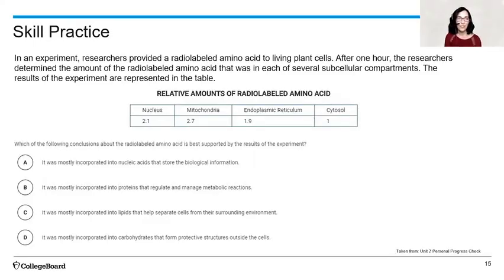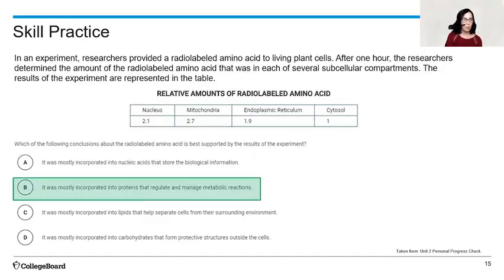Okay, so hopefully you have an answer choice ready. And the correct answer here is B. Which of the following conclusions about the radioactively labeled amino acids is best supported? Choice B, in which it was mostly incorporated into proteins that regulate and manage metabolic activities.